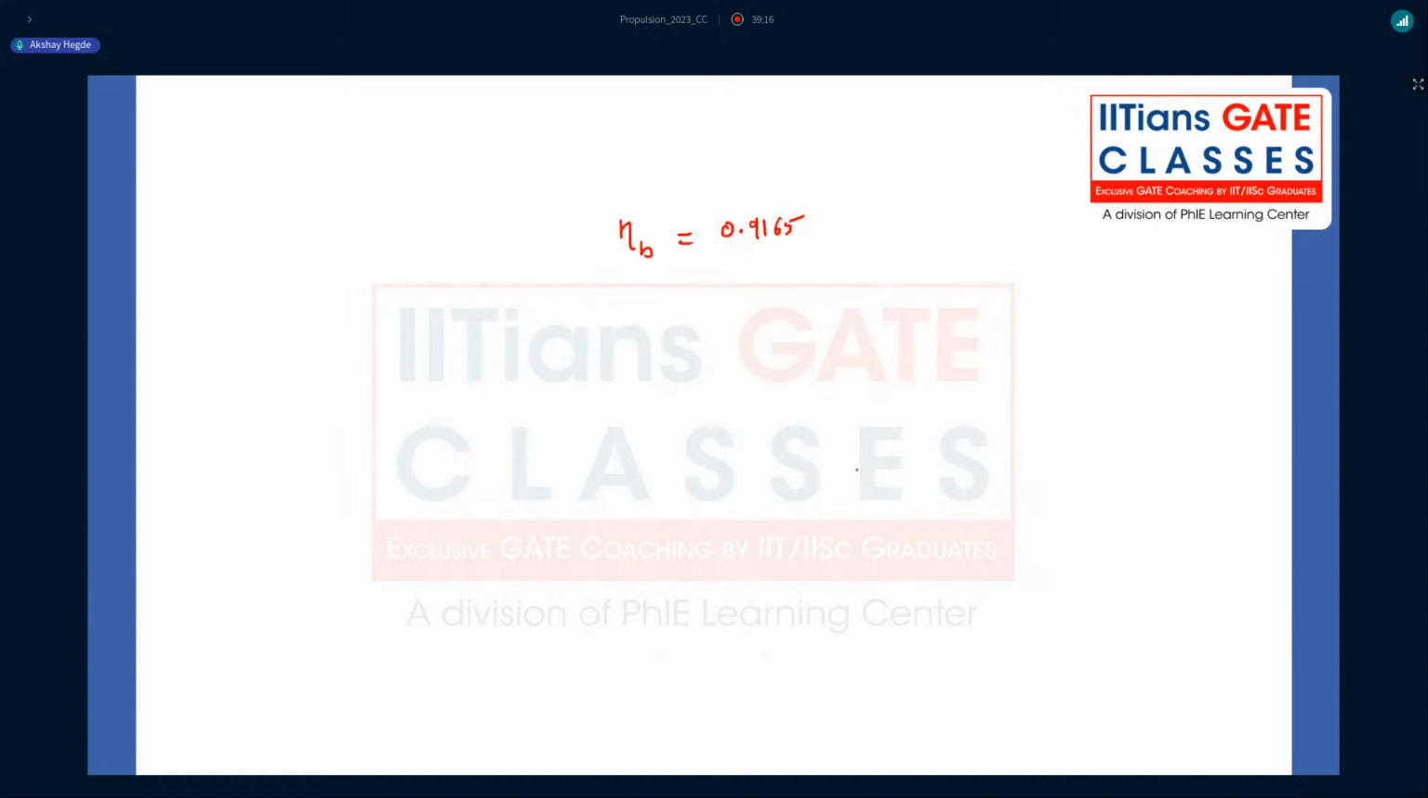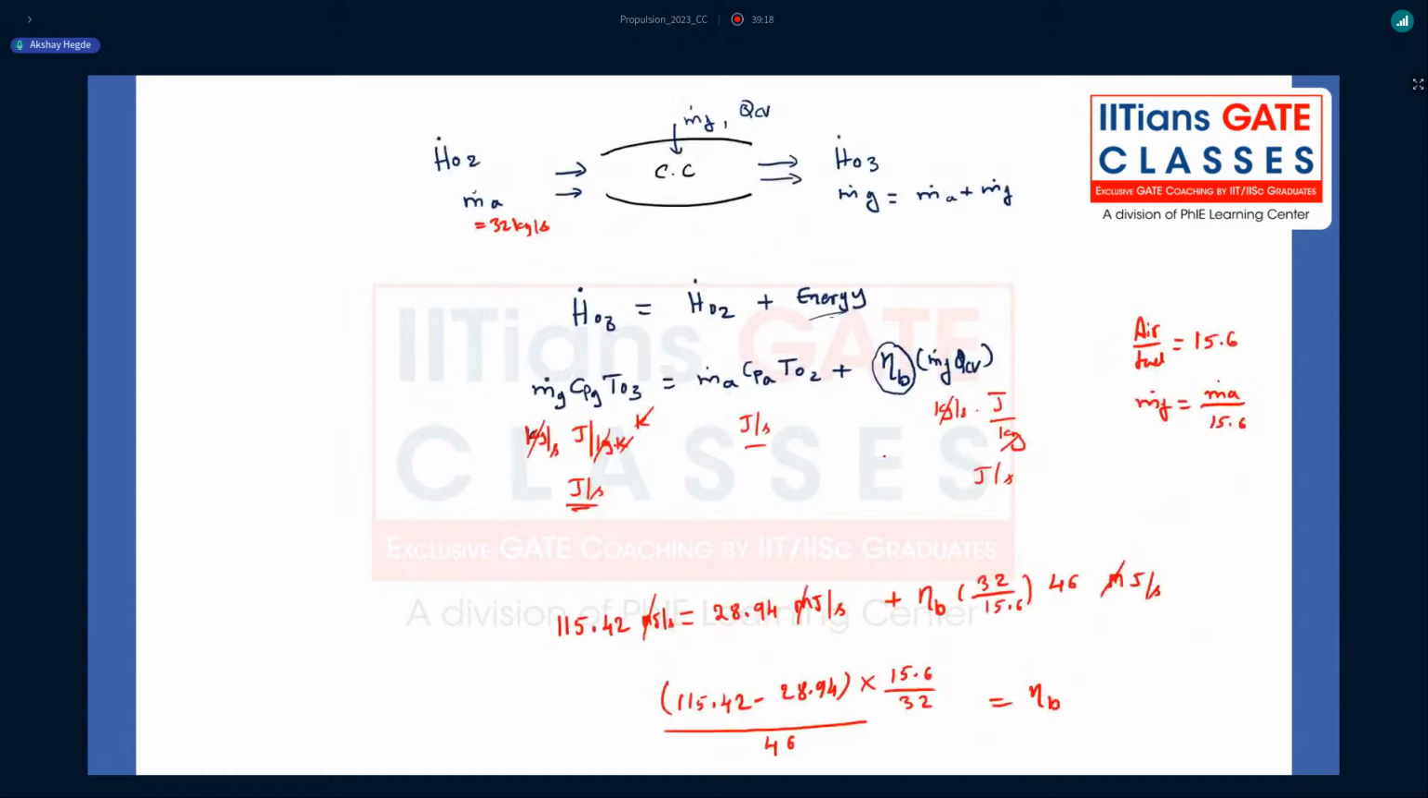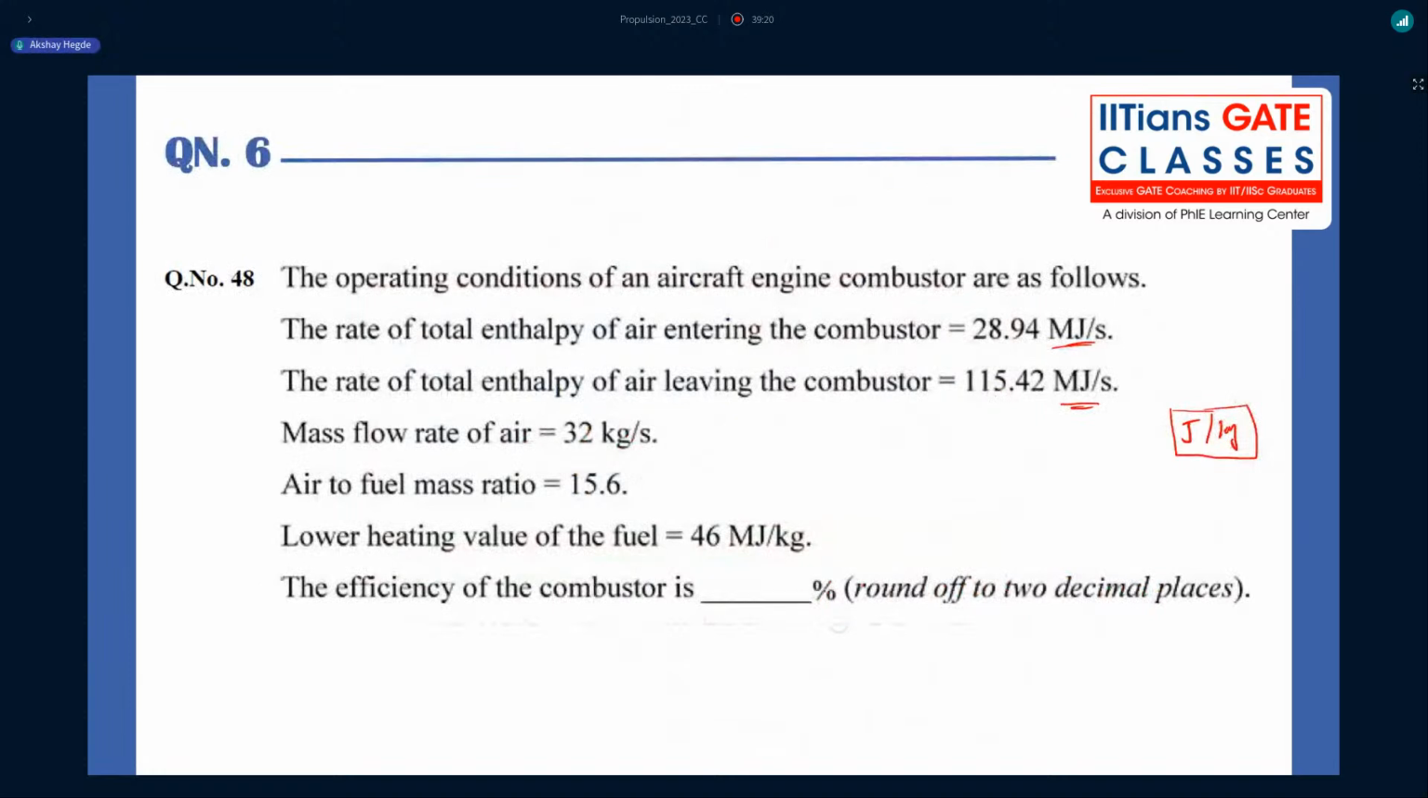Now look at the question carefully, how you are supposed to answer. You should answer in percentage, rounding to 2 decimal places. So percentage wise, it is going to be 91.65, rounding off to the second decimal place. Percentage. Clear?